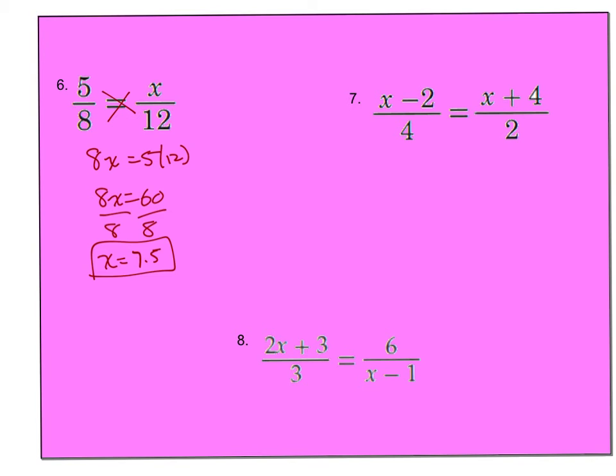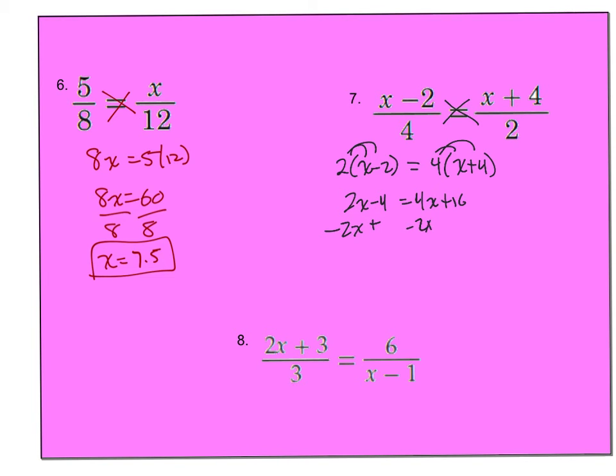That one's pretty straightforward. This one has a few tricks. So this one would be 2 times x minus 2 equals 4 times x plus 4. So a little distribution here. So 2x minus 4 equals 4x plus 16. So if I subtract 2x from both sides, and I subtract 16 from both sides, that's 0, that's 0.